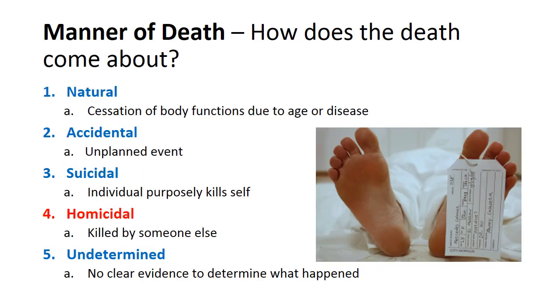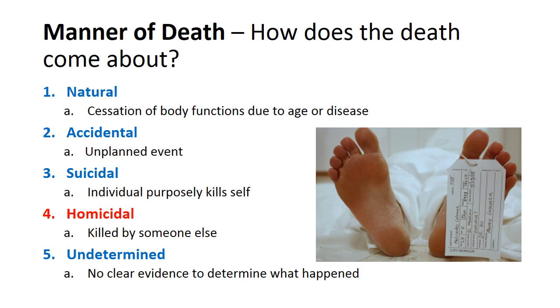So when we talk about autopsies, we want to discuss the manner of death. So how does the death come about? This gets broken down into 5 different categories: natural, accidental, suicidal, homicidal, and undetermined. The last 3 are going to be the most interesting to us forensically.